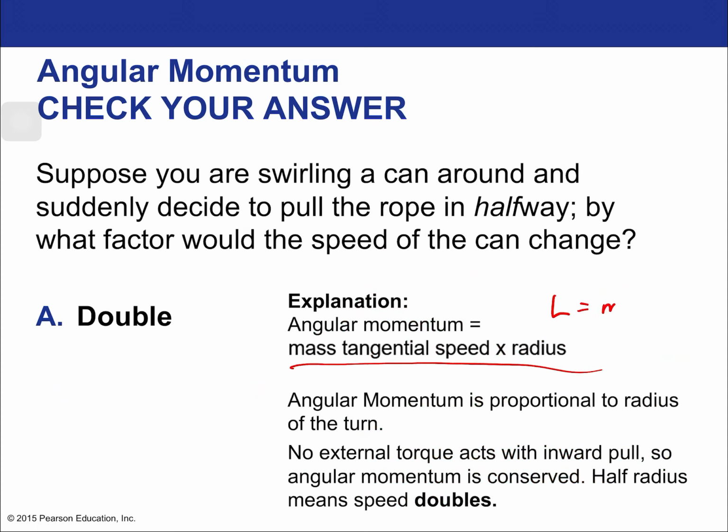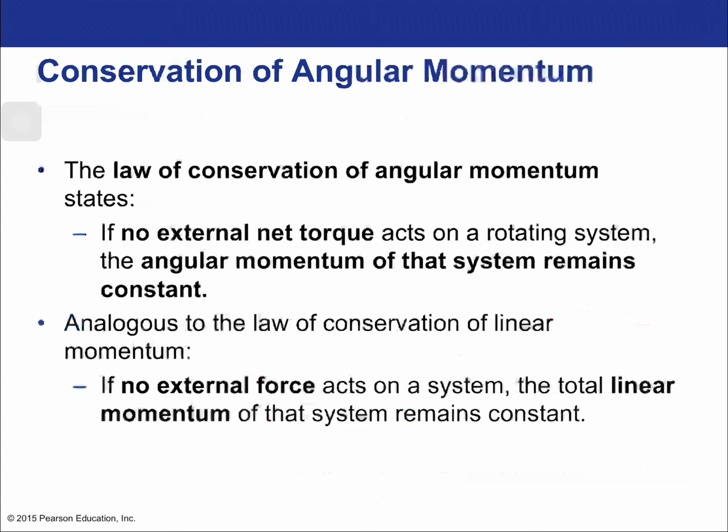And again, we're just using the formula mvr. Angular momentum equals mvr. Notice that the printed slide gives it to you in word form. I'm adding the equation form so you can see it both ways. Okay? So the law of conservation of angular momentum states, if no external net torque acts on a rotating system, the angular momentum of that system remains constant. This is absolutely analogous to the law of conservation of linear momentum, which, if you've forgotten, this is a great time to be reminded of it, which states that if no external force acts on a system, the total linear momentum of that system remains constant.